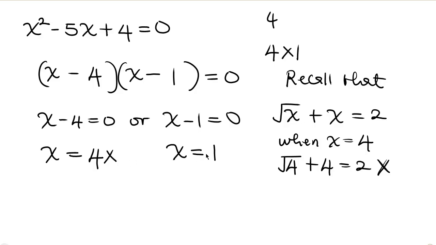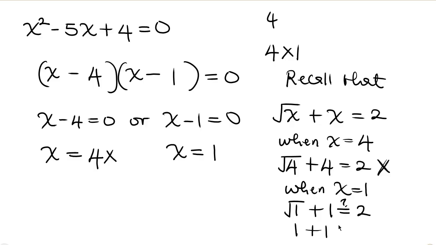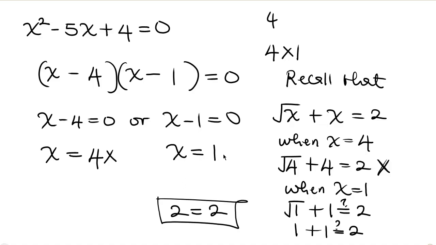What about x equal to 1? So let's test that. When x is equal to 1, this will be the square root of 1 plus 1. Will this be equal to 2? Now the square root of 1 is 1, plus 1. This is equal to 2. Now notice that the left hand side is 2 and is equal to the right hand side, which is also 2. So we can see that x equal to 1 is a solution.